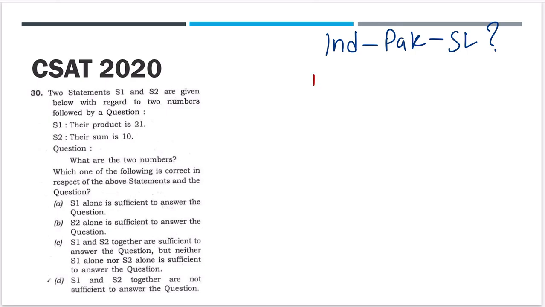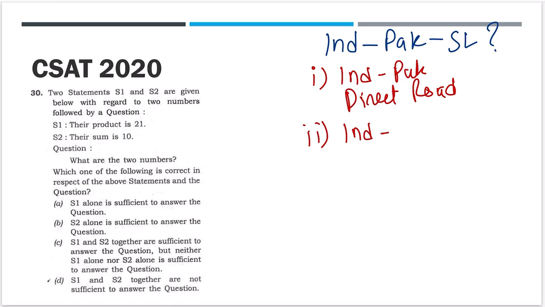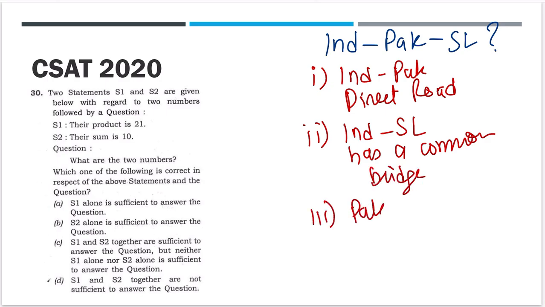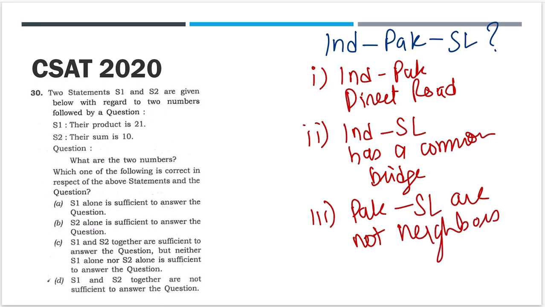They will give you options. First, India and Pakistan have a direct road connecting them. Second, India and Sri Lanka have a common bridge between them. Third, Pakistan and Sri Lanka are not neighbors. Something like this. So now they are asking you, are India, Pakistan and Sri Lanka neighbors?